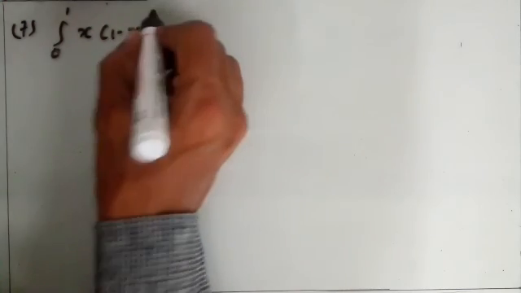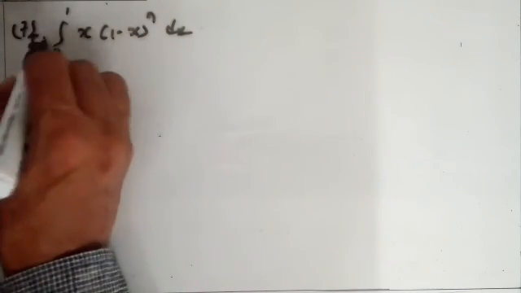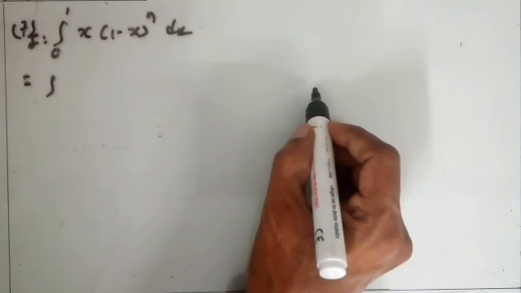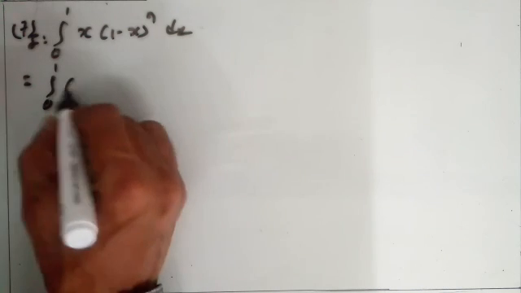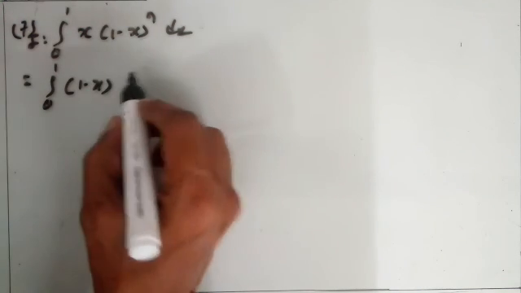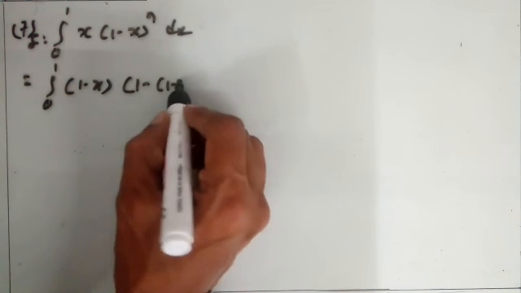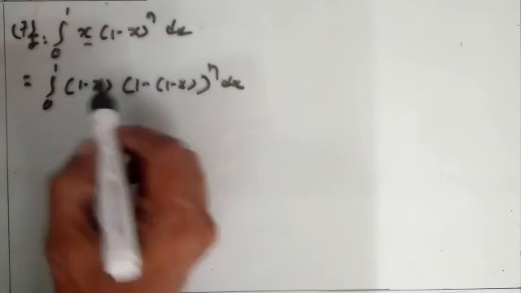Now next question, number 7. Find the definite integration from 0 to 1 of x into 1 minus x raised to n dx. Here say this is the integration I, and apply the property integral 0 to a of f(x) dx is equal to integral 0 to a of f of a minus x dx. So 0 to 1, here 1 minus x and 1 minus x raised to n dx. Replace x by 1 minus x.